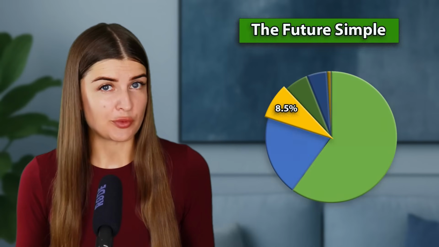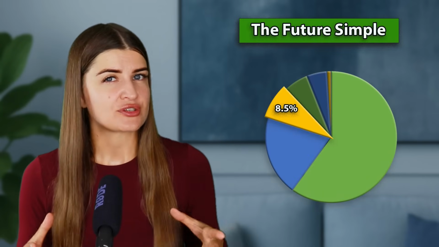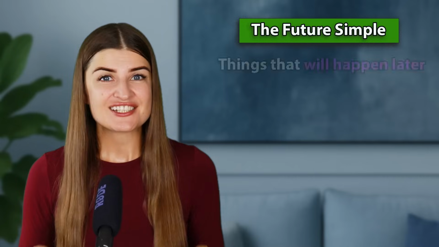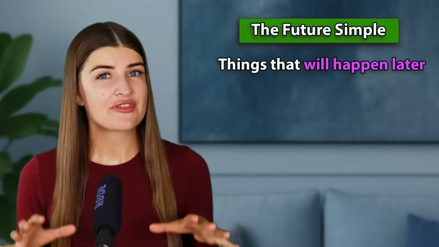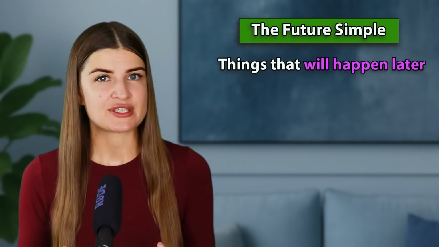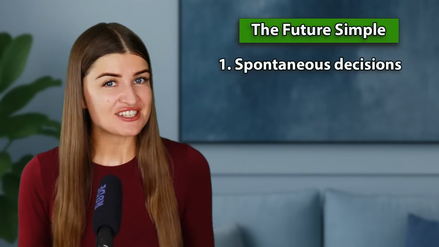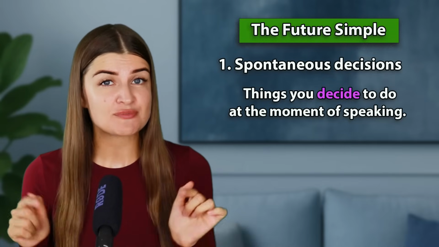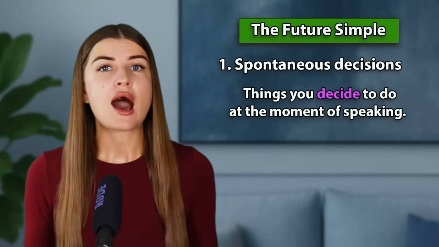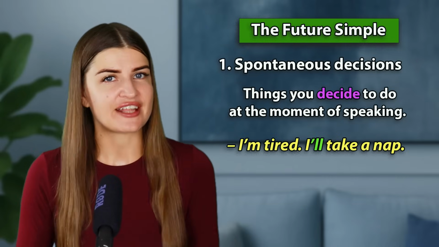The future simple. Now, let's look at the future simple tense. We use it to talk about things that will happen later. Here are the most common ways we use it. Spontaneous decisions. These are things you decide to do at the moment of speaking. For example, I'm tired. I'll take a nap.